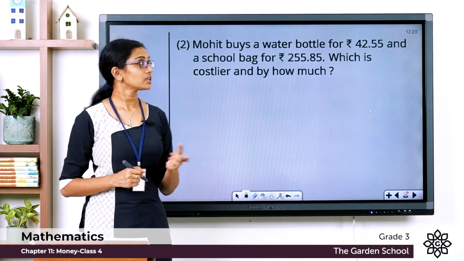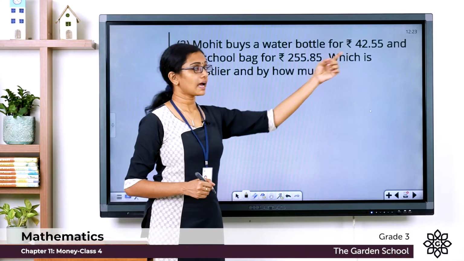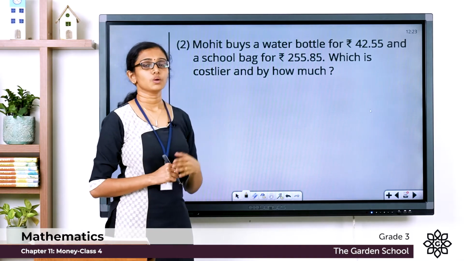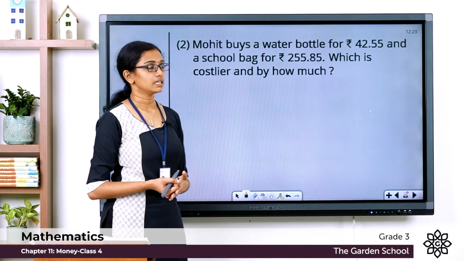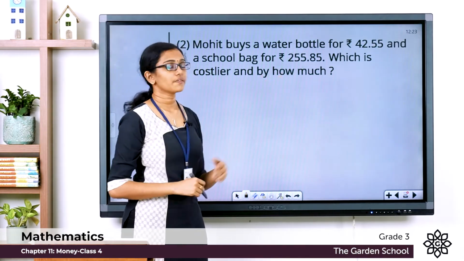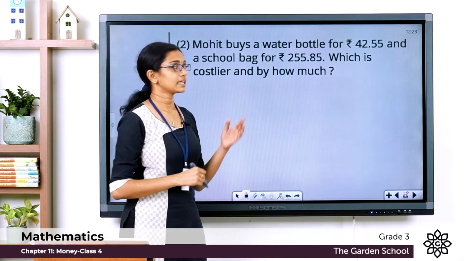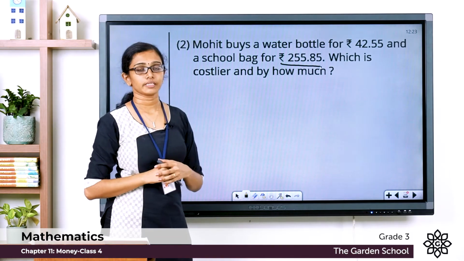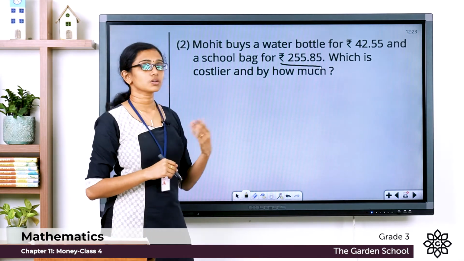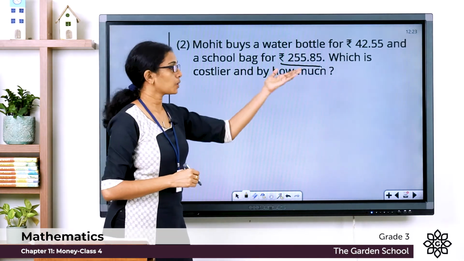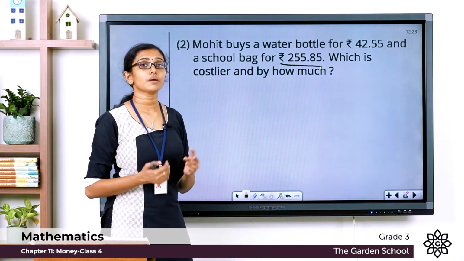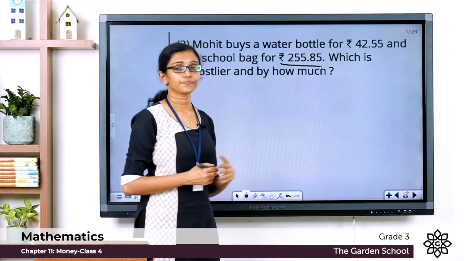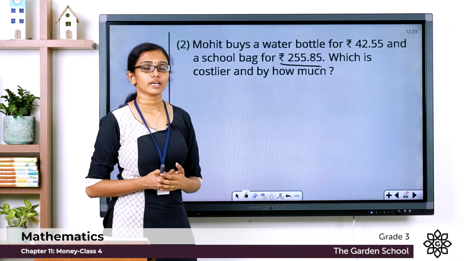So we are given the cost of a water bottle and the cost of a school bag. So look at the amounts. Which amount is greater? Obviously 255 rupee 85 paise is more than 42 rupee 55 paise. So the school bag costs more than a water bottle. And how do we find out by how much amount this amount is more than this one? How can we find out that?